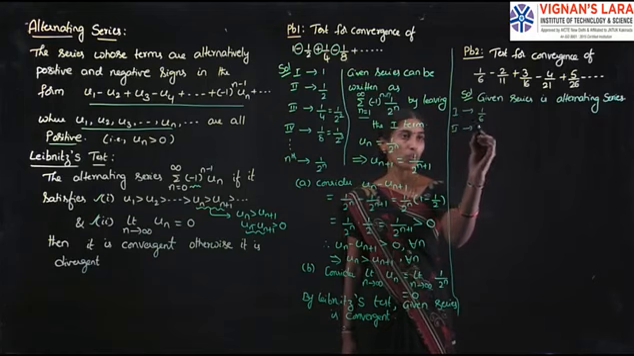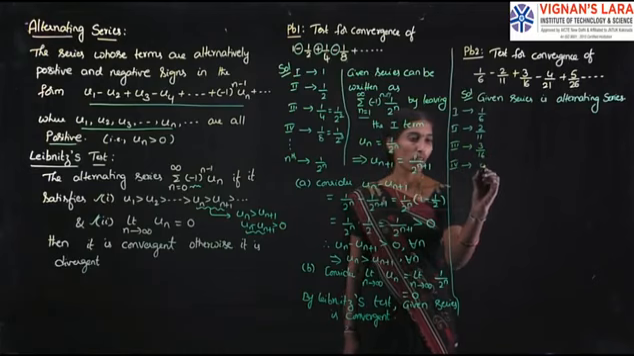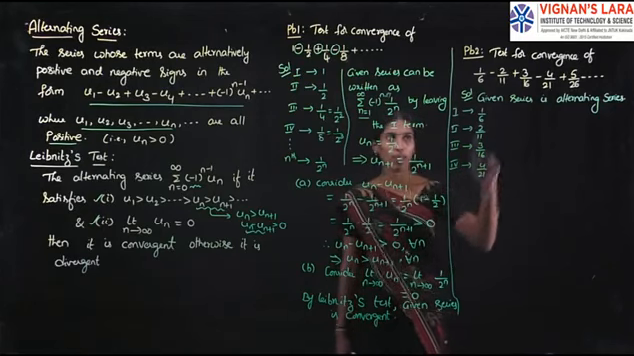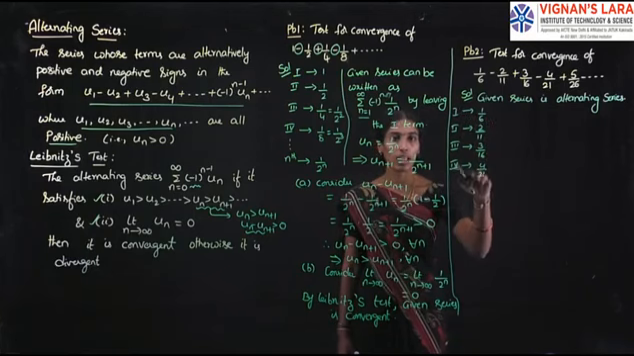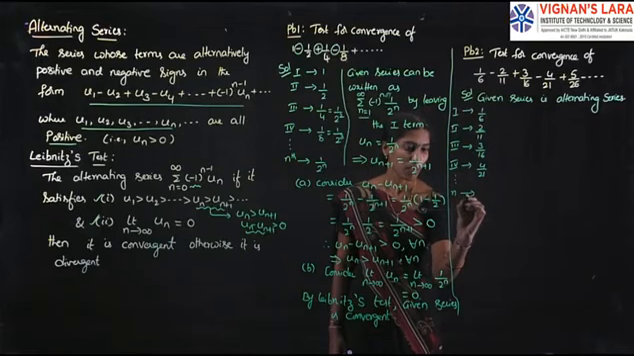The second term is 2 by 11. The third term is 3 by 16. The fourth term is 4 by 21. If we observe the numerators 1, 2, 3, 4, they move parallel to the numbers. So what is the nth term? The numerator is n.